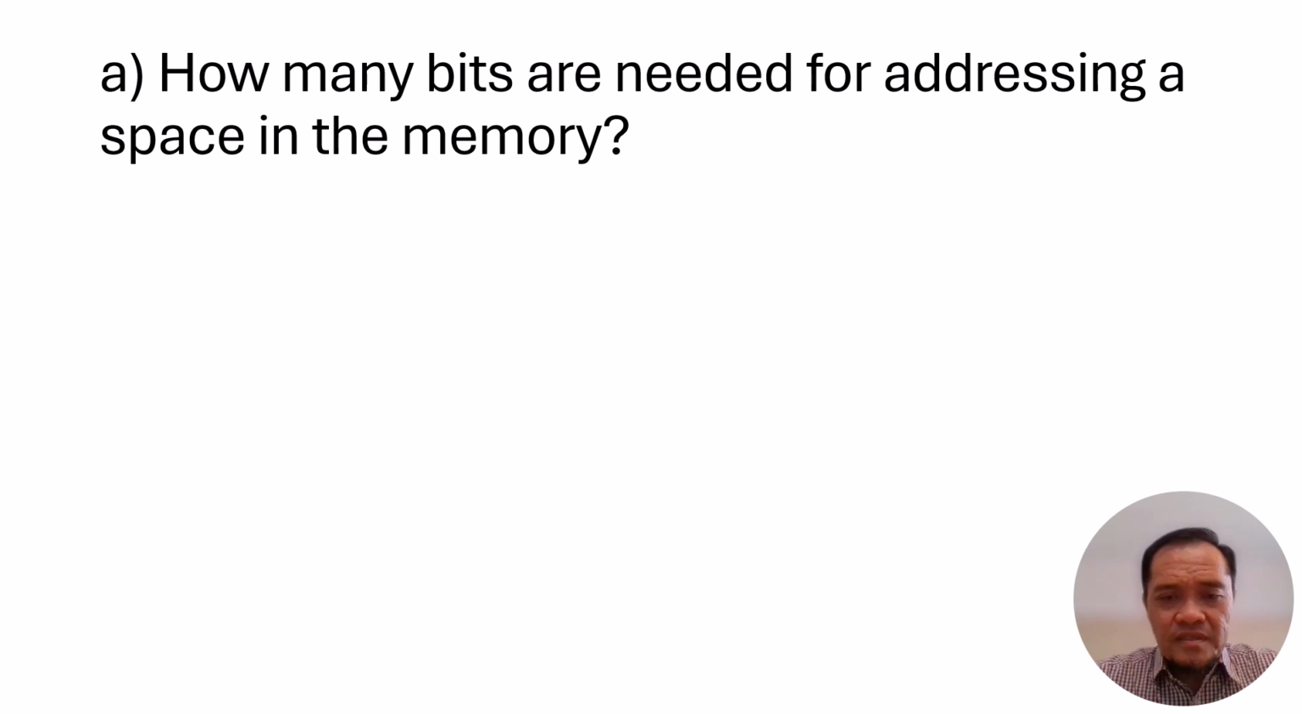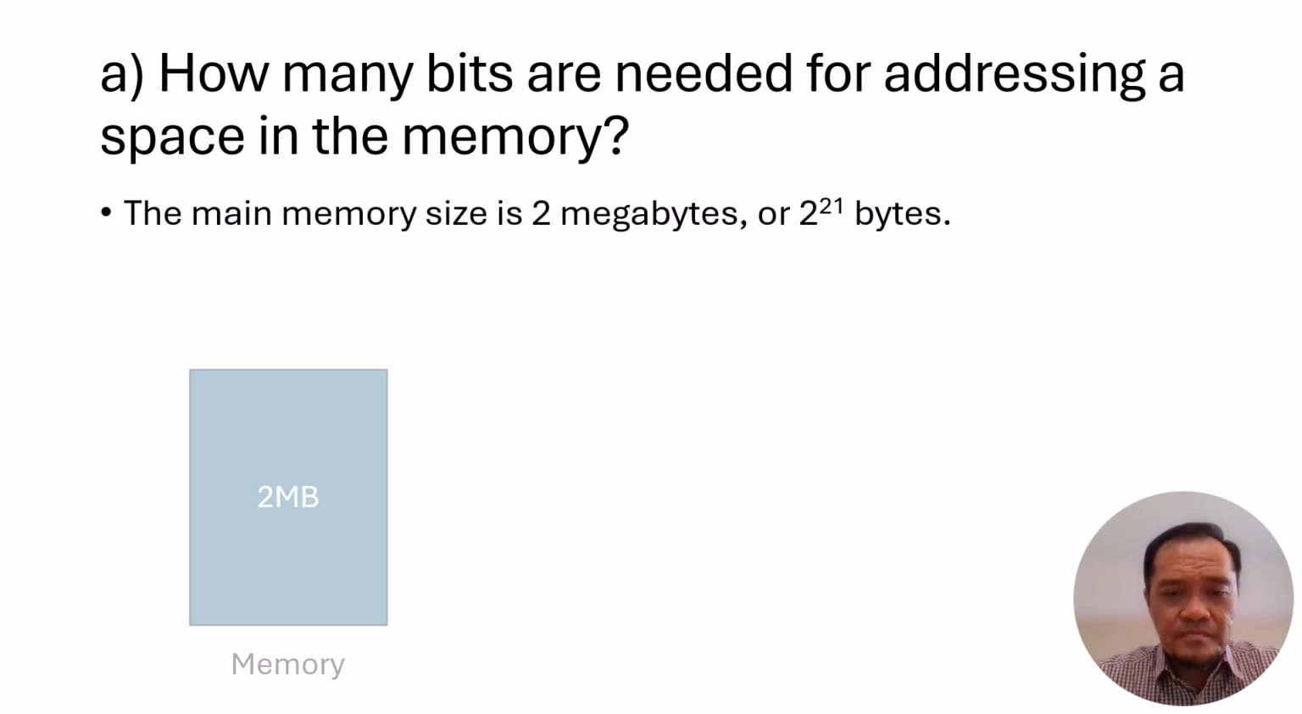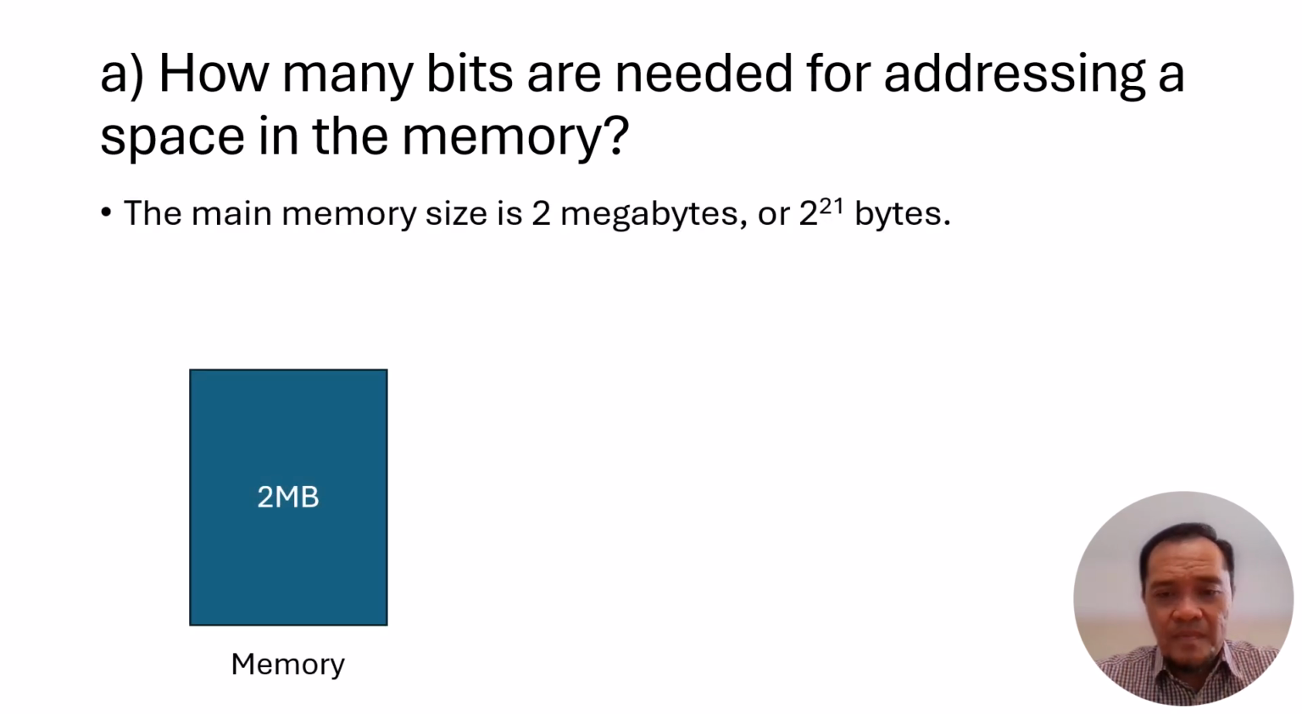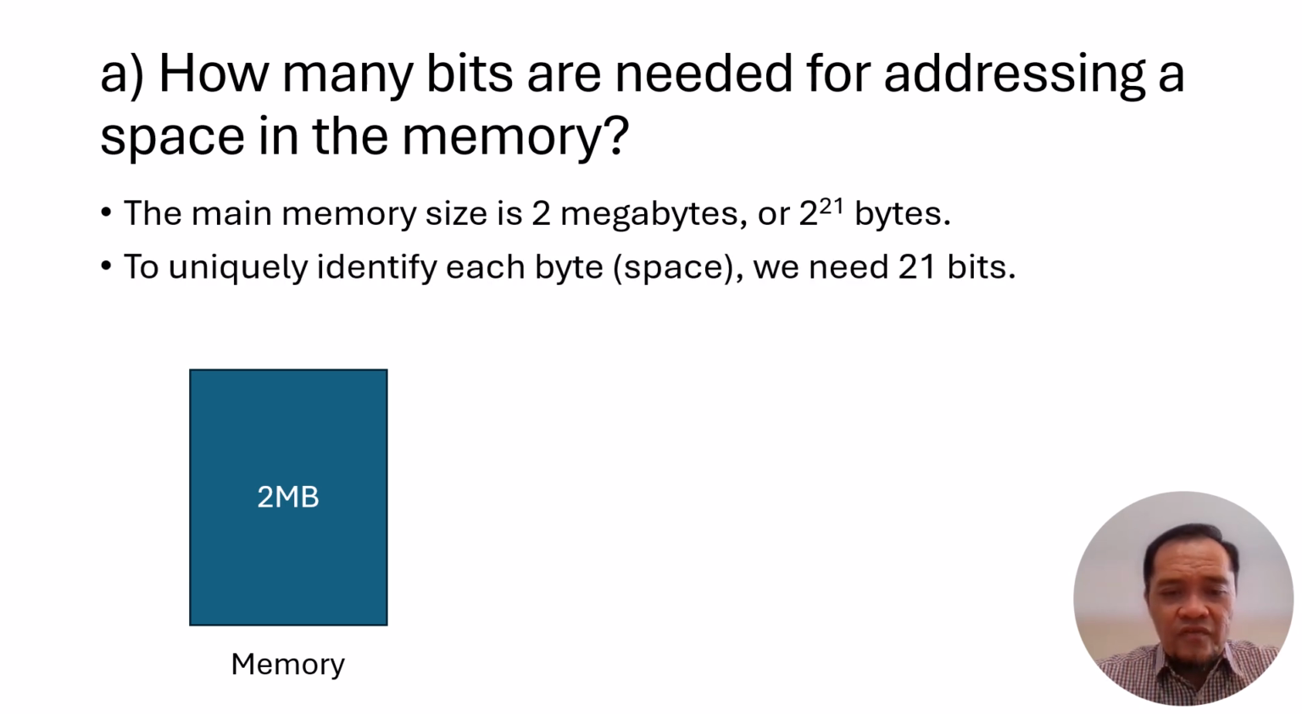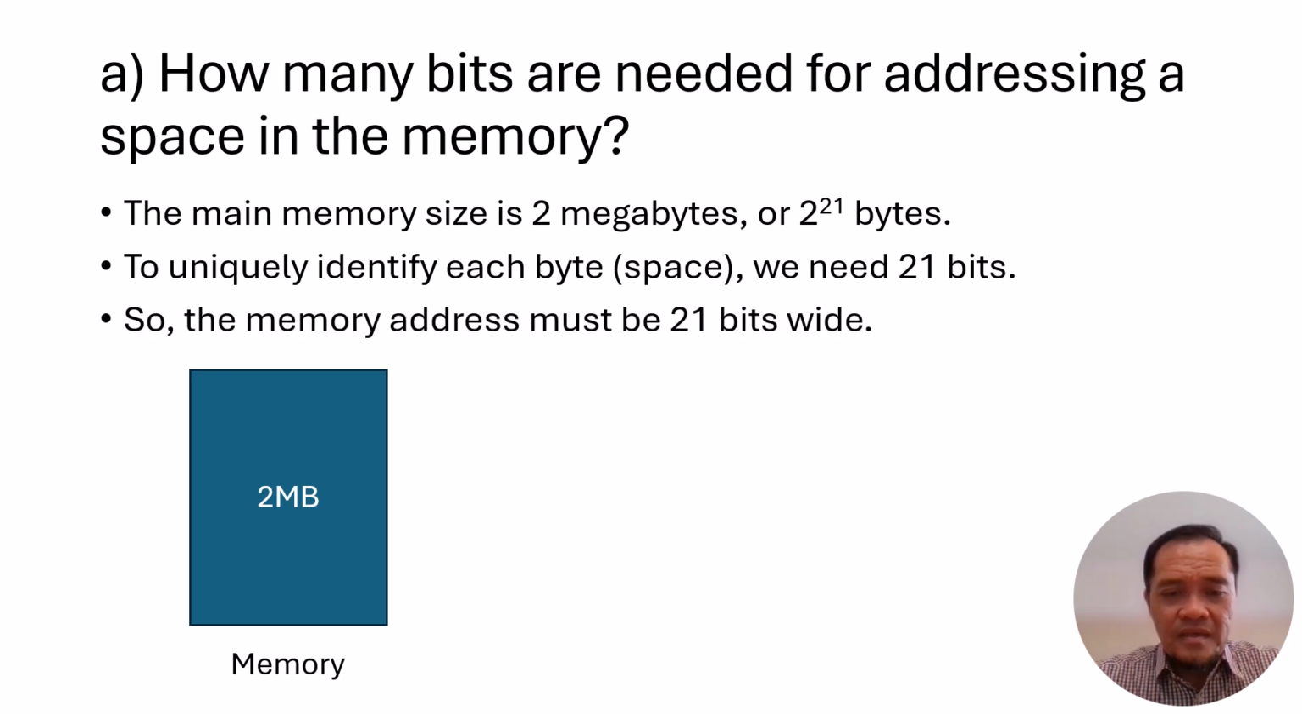So the first question is you are needed to determine the length of the memory address. So how many bits are needed for addressing a space in the memory? As already explained in the lecture, in order to determine the length of a memory address, you need to know the size of the memory, which is also given in this question. The main memory size is 2 megabytes or 2 to the 21 bytes. Therefore, to uniquely identify each byte space, we need 21 bits, and the memory address must be 21 bits wide.